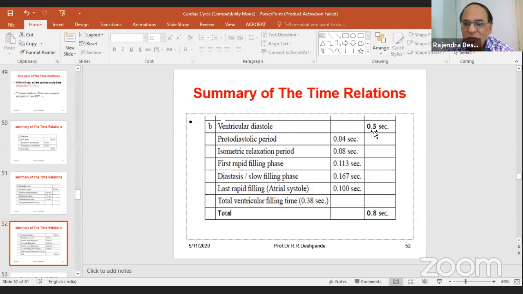Then ventricular diastole. One more important thing, write down: coronary arteries fill in diastole only. In the ventricular diastole phase, when the ventricles are relaxing, the coronary arteries are providing nutrients to the heart. So this relaxation phase is very important for coronary filling.